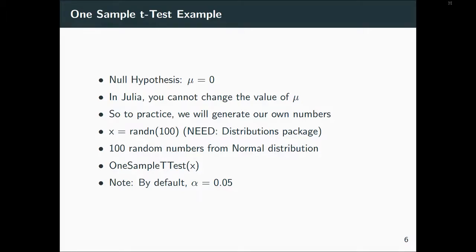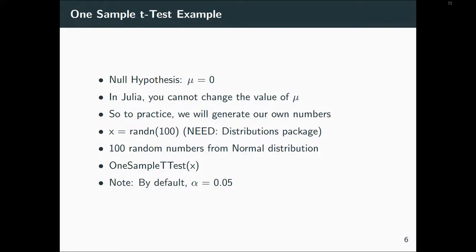In Julia, you cannot change the value of your population mean, so your null value will always be 0. Our MLB dataset will not be an ideal dataset for the one-sample t-test, so we will have to create our own sample using a random number generator. We will get 100 random numbers that are normally distributed. Then, we will use the one-sample t-test function to test if the average of those random numbers is 0.